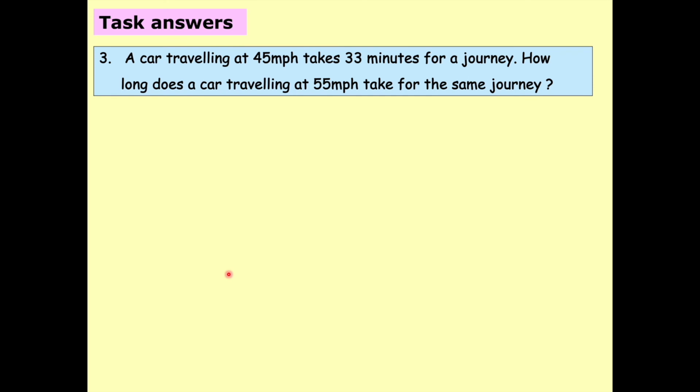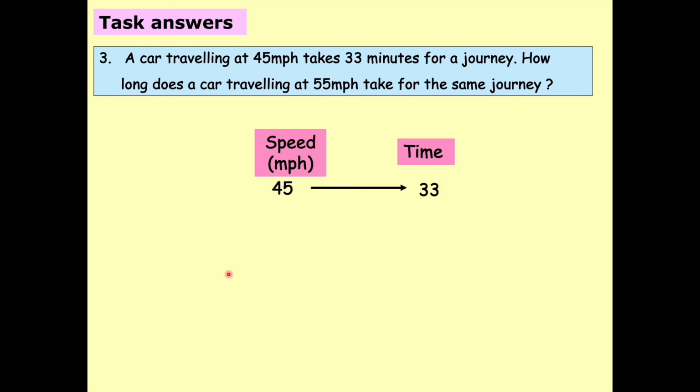Okay, last question. A car travelling at 45 miles per hour takes 33 minutes for a journey. How long does a car travelling at 55 miles per hour take for the same journey? So we've got speed and time. 45 miles per hour will take them 33 minutes to complete it. So remember we need to break it down to that unitary value first before we can build it back up to what we're looking for.